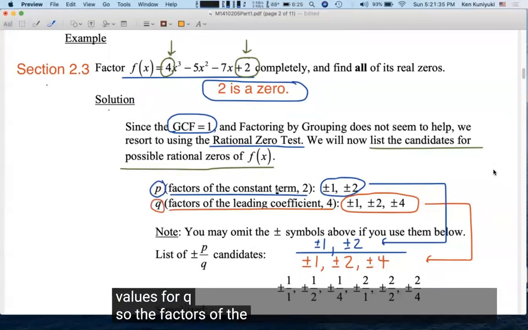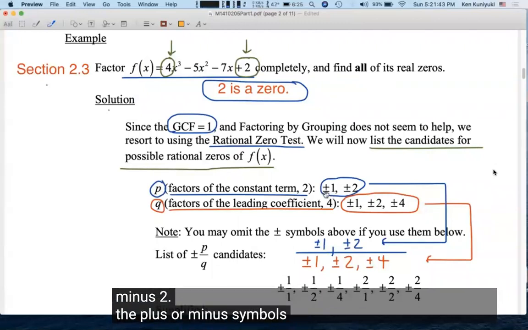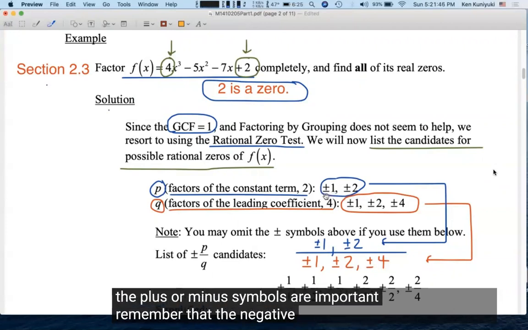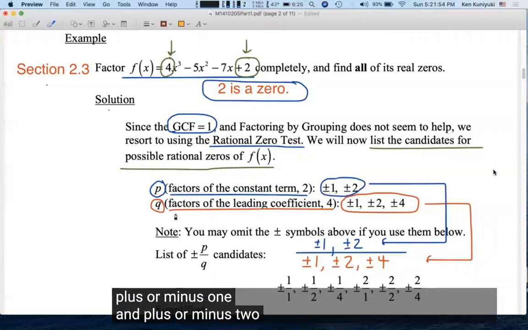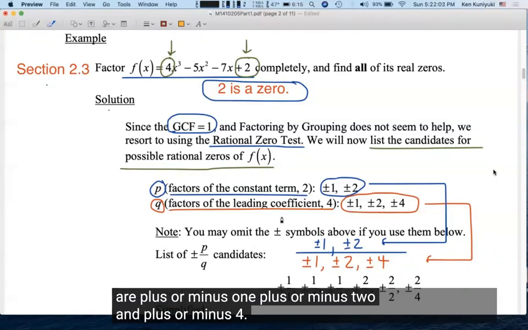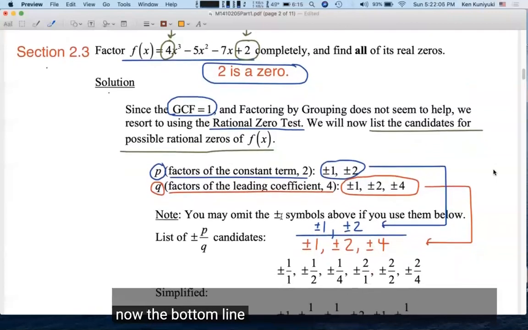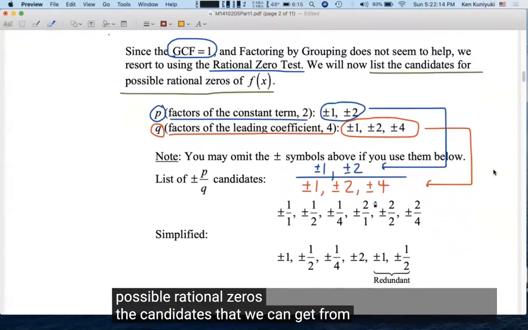So the factors of the constant term are given by plus or minus 1 and plus or minus 2. The plus or minus symbols are important. Remember that the negative values are also possible. So the factors of the constant term 2 are plus or minus 1 and plus or minus 2. The factors of the leading coefficient 4 are plus or minus 1, plus or minus 2, and plus or minus 4. Now, the bottom line is that we're going to have, as our list of possible rational zeros, the candidates that we can get from this form.